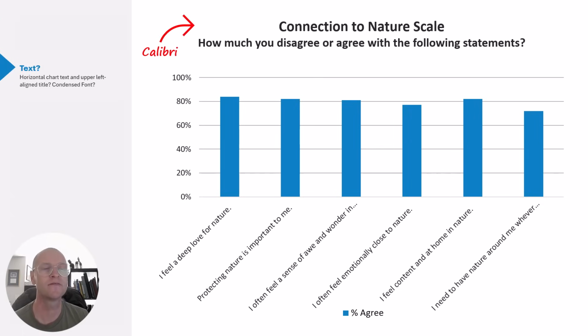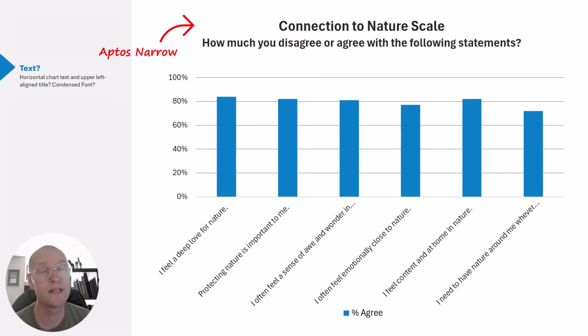Let's go ahead and look at the font. I think this is Calibri. I don't want Calibri. I want my own custom brand font. I'm actually going to use Microsoft's new font, Aptos Narrow. It's a really nice condensed font, and we want a condensed font for charts. So that's pretty good. I'm going to switch it right there.